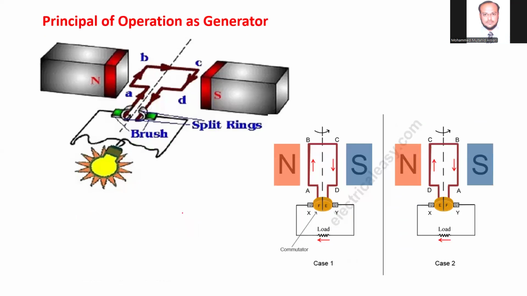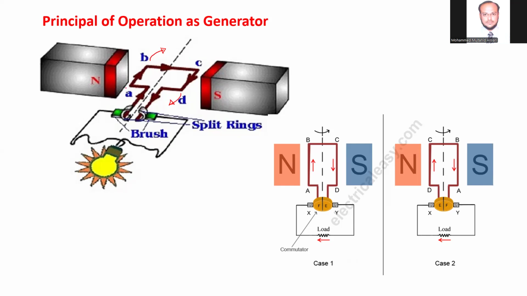Okay. So now the operation of the generator is very simple. Here we have placed a coil which is made up of two conductors. AB is one conductor and CD is the second conductor. It is connected from the back side. And now it rotates in any direction, it may be in one direction.